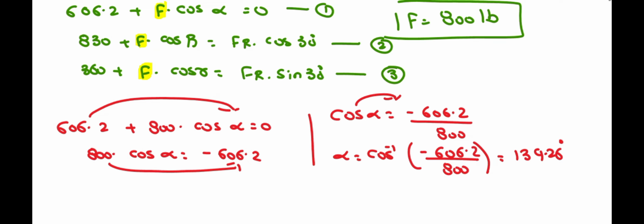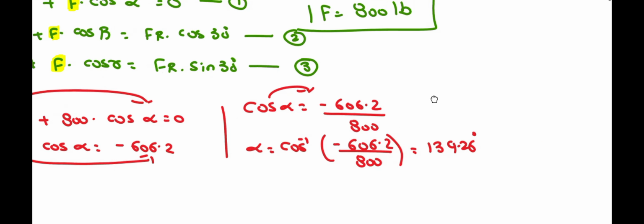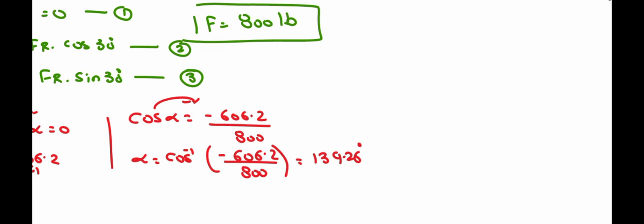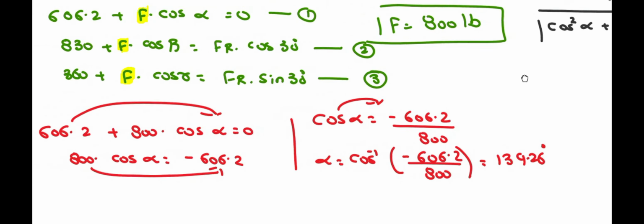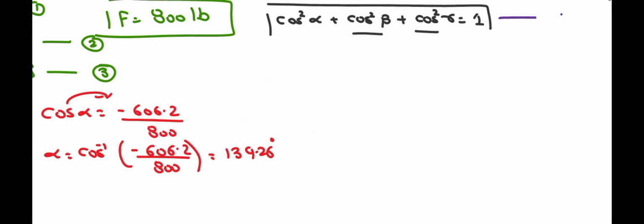Instead, we have the formula which I already told you in the first lecture on direction cosines. If you cannot see that, please click on the link that appears on the top right of the screen. That particular formula says that cos square alpha with positive sign cos square beta with positive sign cos square gamma is equal to 1. So I can easily find the cos beta and cos gamma values from equation number 2 and equation number 3. Let's call this equation number 4.